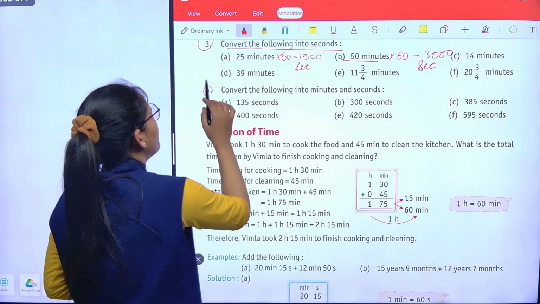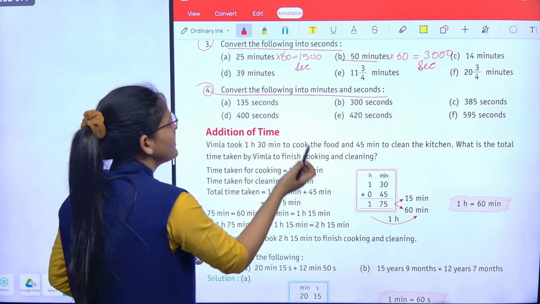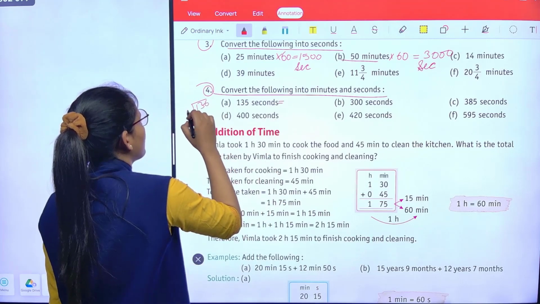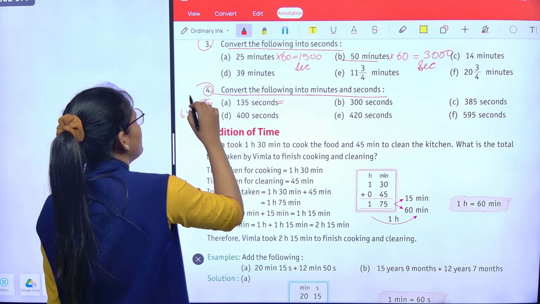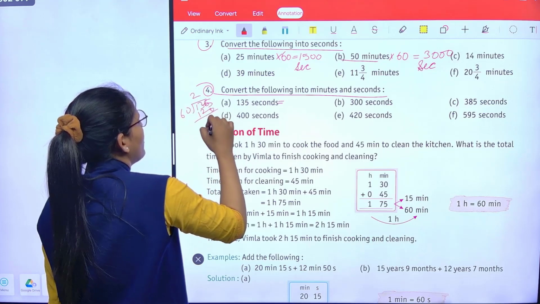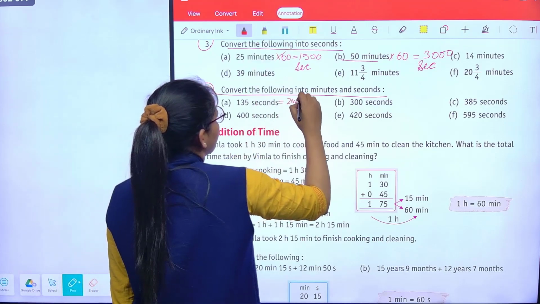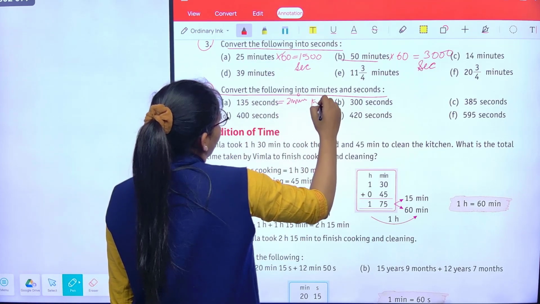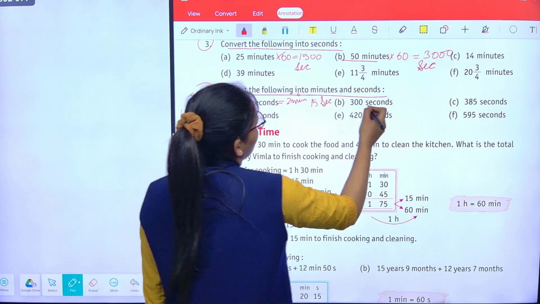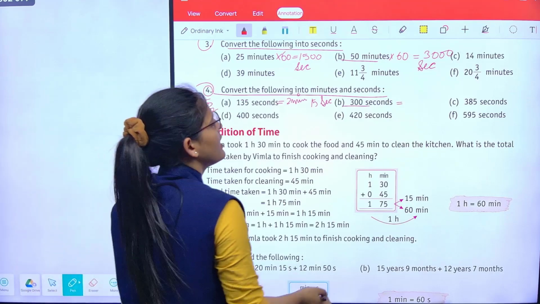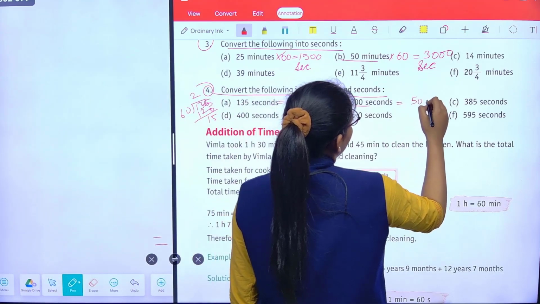Come on, question number 4. Convert the following into minutes and seconds. Again what will we do? We will divide. Now class, 6 2s are 120. Now that is 2 minutes, 15 seconds. Okay. Now again 300, what will we do? We will divide 300, that is 5 minutes.